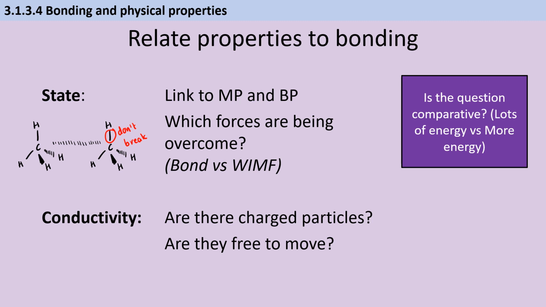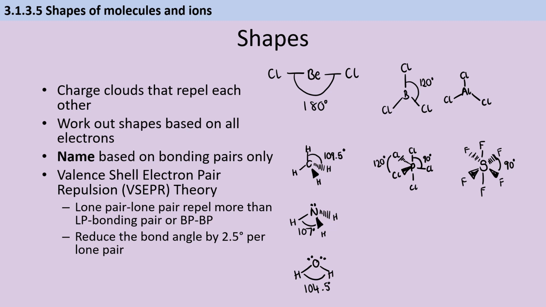We can think about electrons as charged clouds that repel each other, and in trying to get as far apart as possible, these can cause molecules to have different shapes. Remember, it's always the electrons that are repelling each other, not the atoms that they're attached to. When you're trying to decide what to call a particular shape, firstly you need to consider all of the electrons regardless of whether they're lone pairs or bonding pairs, and that number of electrons is going to give you your basic shape. And then, particularly for tetrahedral molecules, you're going to need to actually name the shape based on the bonding pairs only.